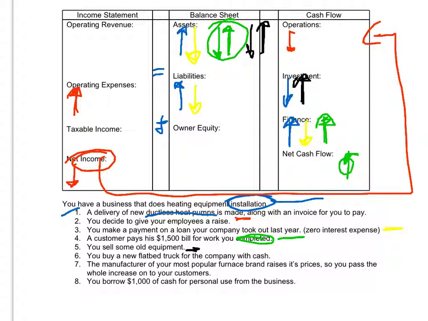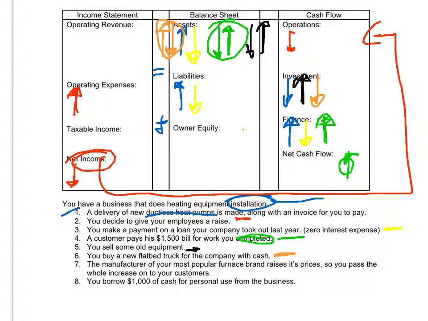Switch colors to a bit of orange. And what we're looking at here is buying a new flatbed truck for the company with cash. So what you're going to see is an increase in one kind of asset, that's the truck, and a decrease in another kind of asset, which is cash. And please note, once again, you're balancing fully over there in the asset section, but at the same time, you're losing cash from investments. So that should be a good answer to 6.